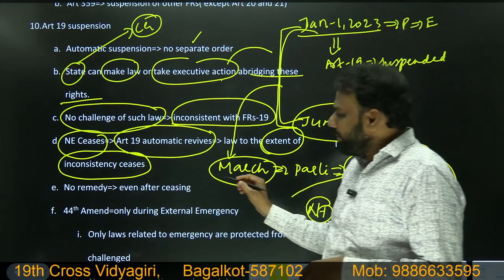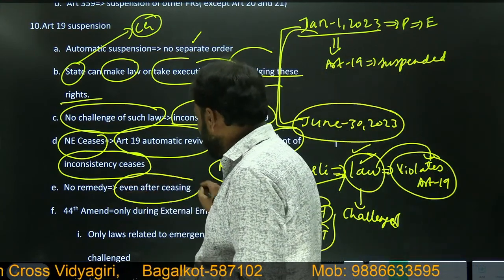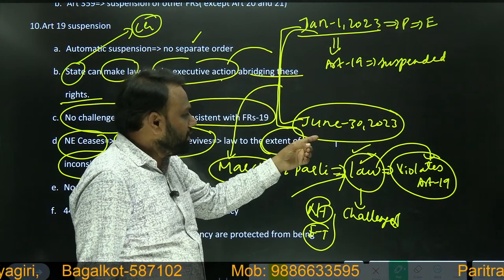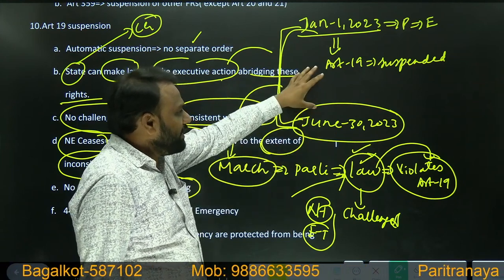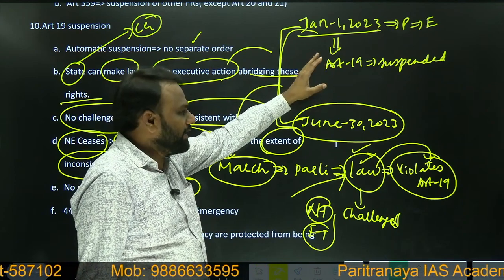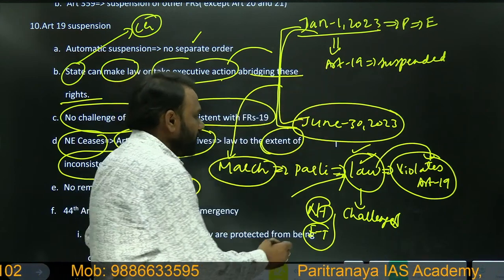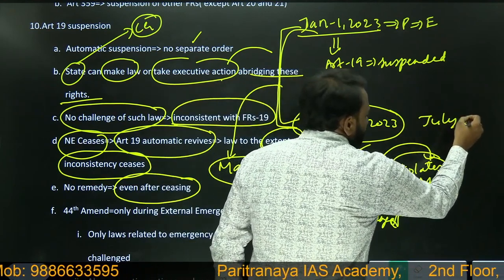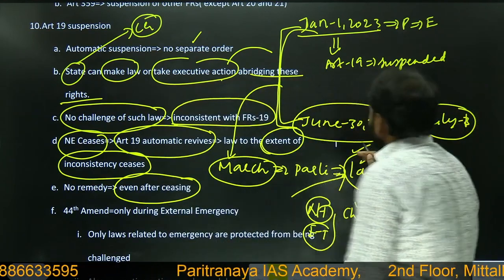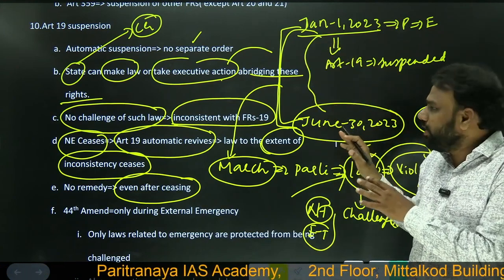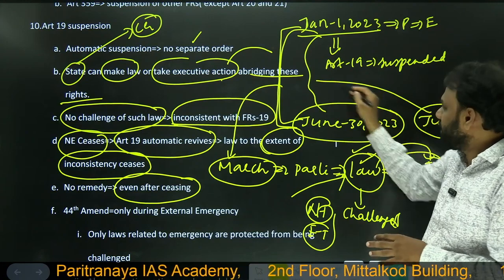Next, no remedy even after ceasing. What does it mean? The national emergency began on January 1 and ended on June 30. In between, you cannot go to court for the violation of Article 19. But after June 30, on July 1, can you go to court for any of the violations that have taken place in this period? No, you cannot go to court for any of the violations that have taken place in this period.